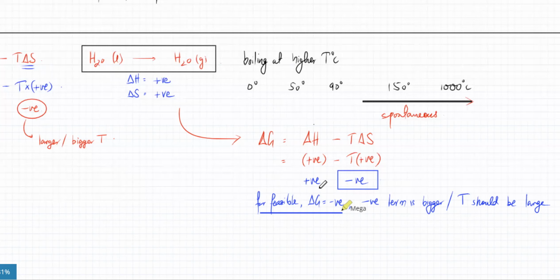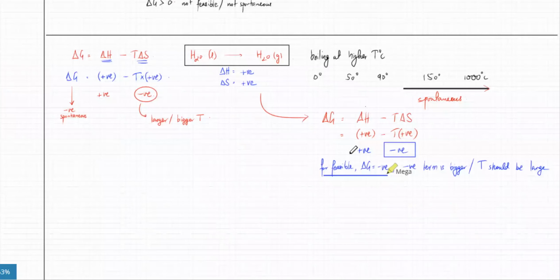So how can you make the negative term bigger? Have a higher temperature at which you're doing this. Remember, you'll always have two terms. One of the terms would be fixed, but the other term you can make bigger or smaller, because it's being multiplied by temperature. So you can either increase the temperature or decrease the temperature.